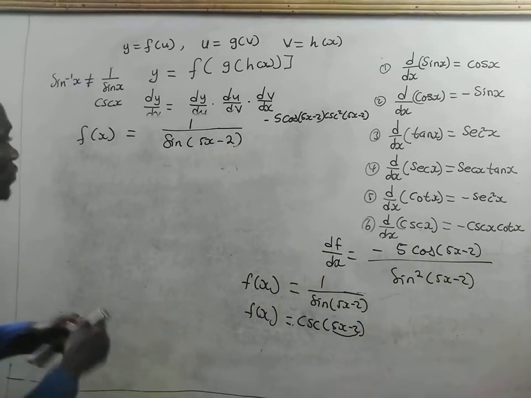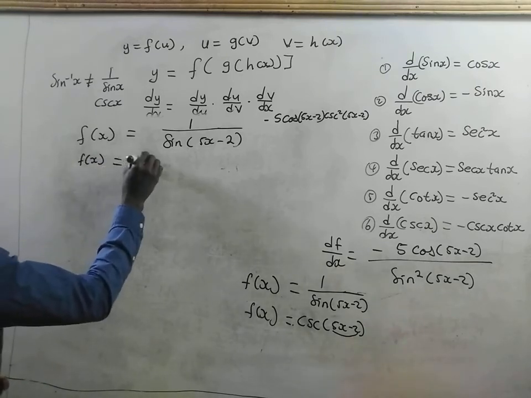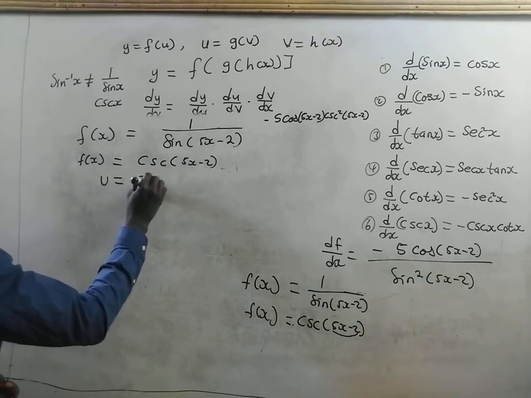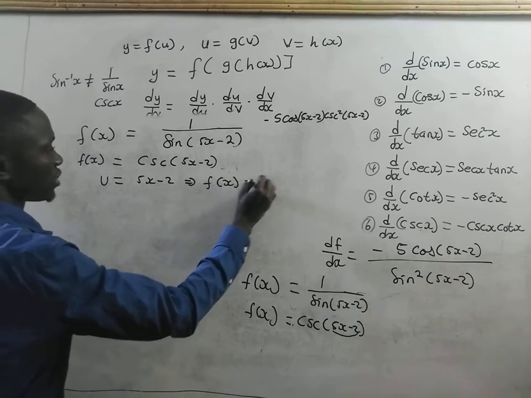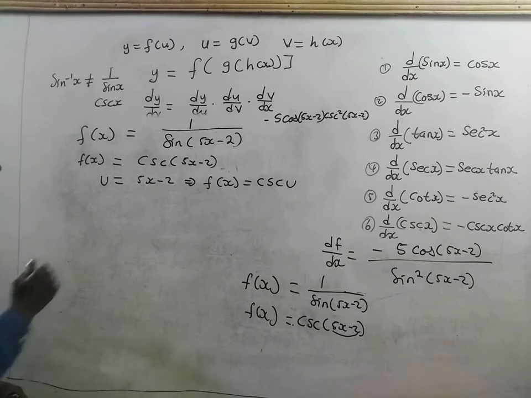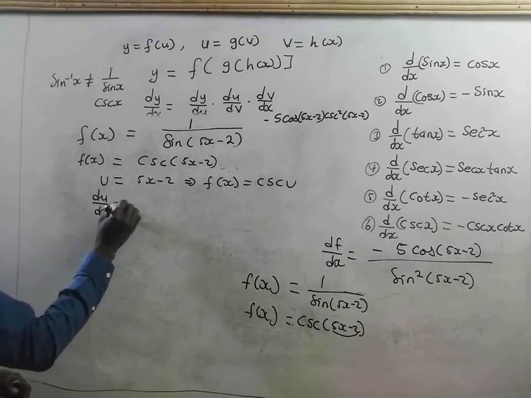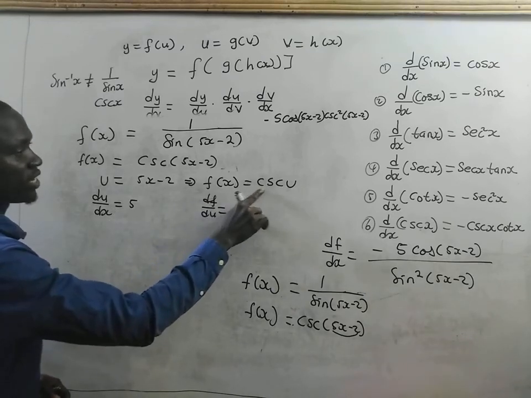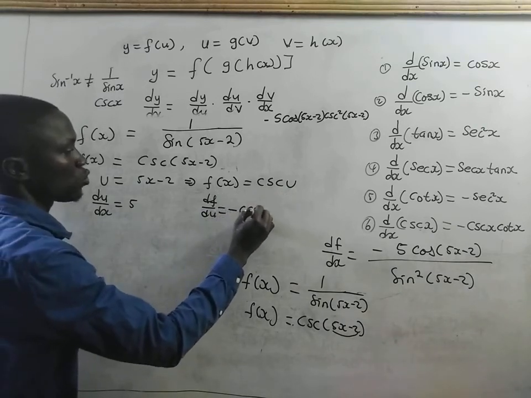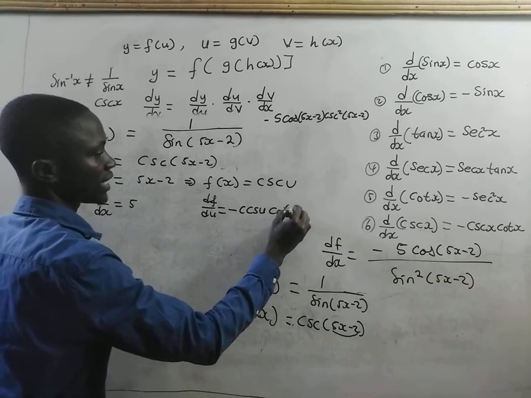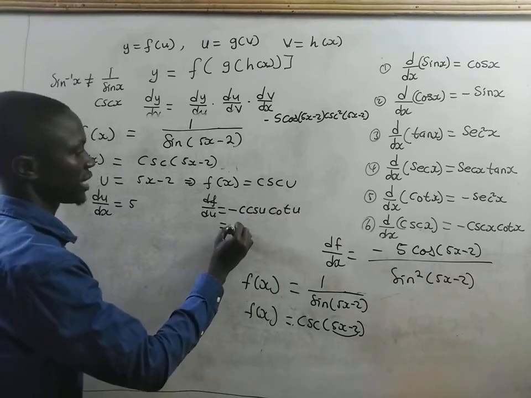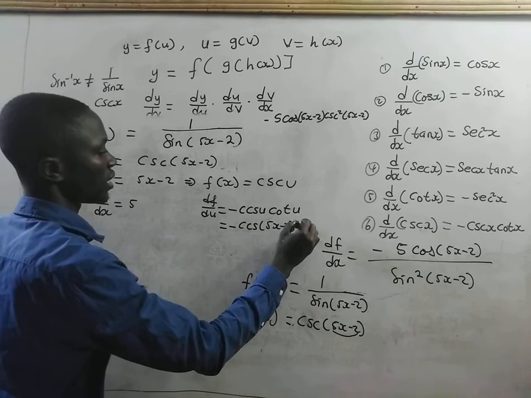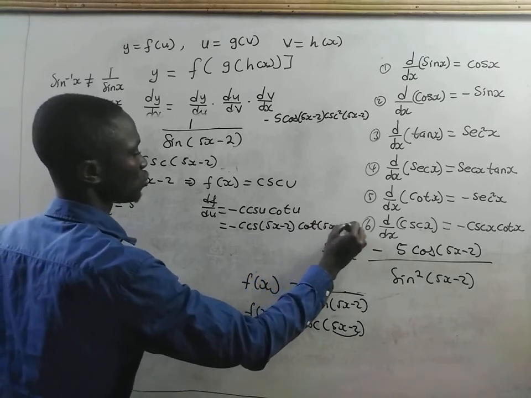And then solve it as f of x is equal to cosecant of 5x minus 2. So here, if I let u be equal to 5x minus 2, this implies that f of x is equal to cosecant of u. Wow, so here du on dx is 5 and df on du is, if we differentiate cosecant, we get negative cosecant of u cotangent of u, and this is equal to negative cosecant of 5x minus 2 times cotangent of 5x minus 2.